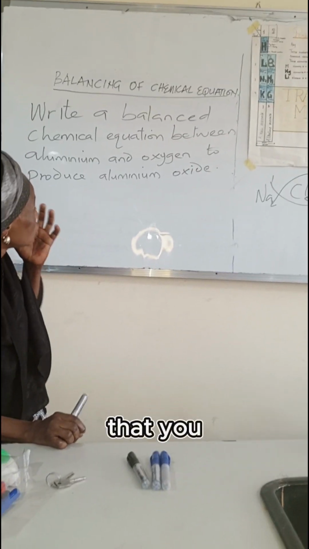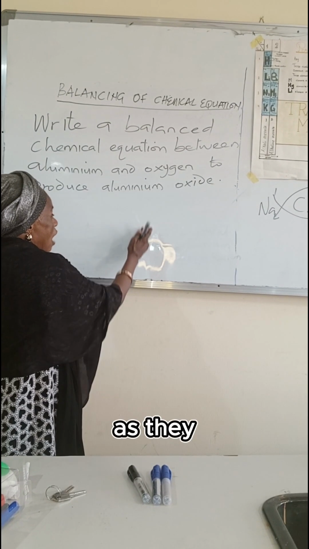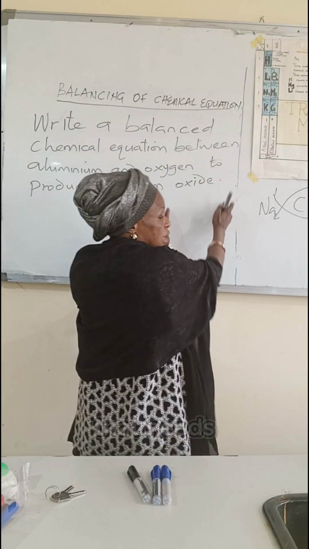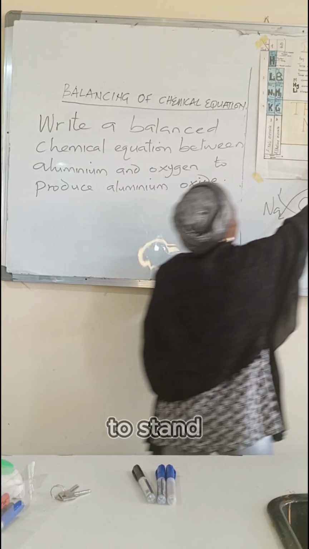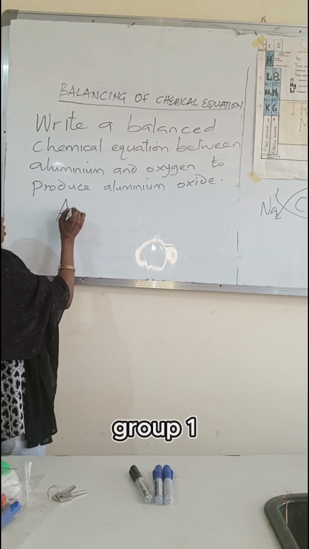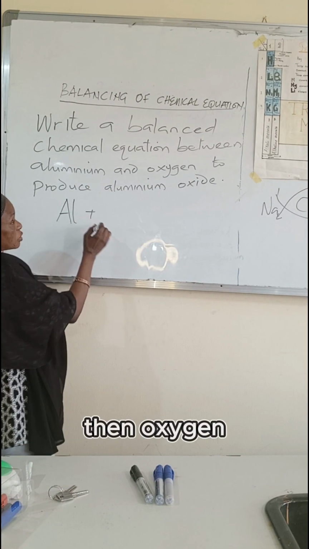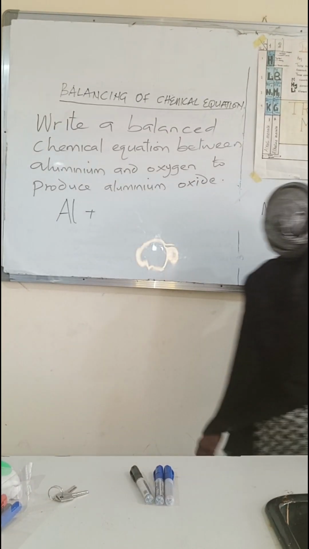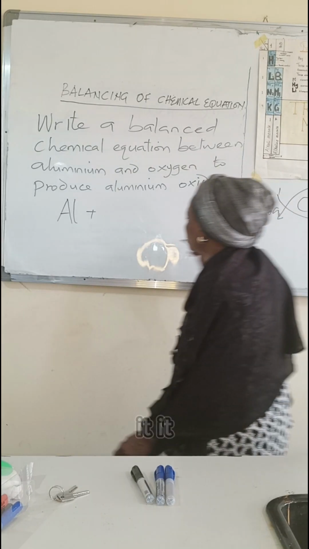But before that, you write their symbols first. You understand? You use them as they are. Then it's the product that needs the combining power. So aluminium, how do we write it? You know it's going to stand as Al. No 2, no 3. I told you group 1 to 3, they stand the way they are. Then oxygen now, look at it. Like the first example that I said, F2, Cl2, O2, N2. That's how you write it. It should be O2.